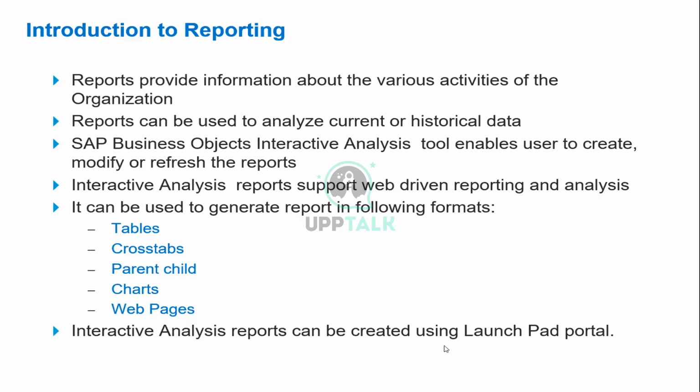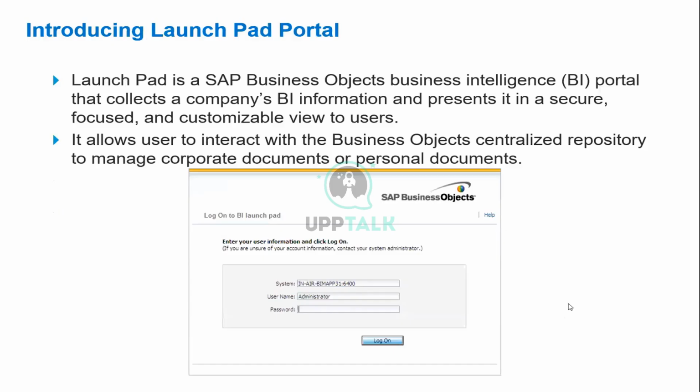The reports can be created using the Launchpad portal, the BI Launchpad portal. It is like a repository where all our reports and dashboards get saved. That is the portal which we use as a Launchpad portal. If you see here SAP Business Objects, this is the first window that we see when we are going to use the Launchpad. It will look like this: SAP Business Objects log on to BI Launchpad. We have to provide our system, username, and password to log into the BI Launchpad.